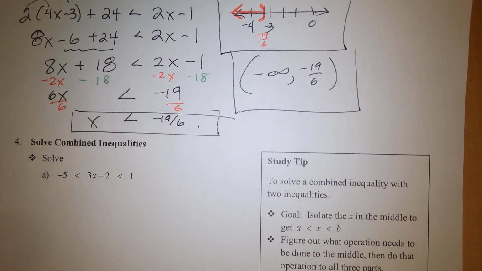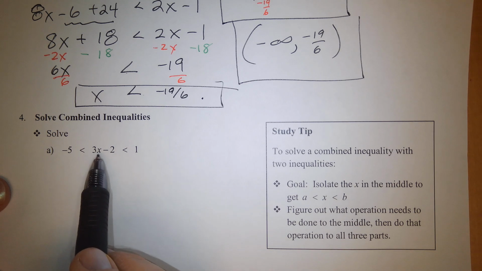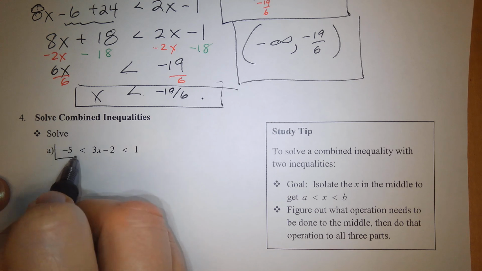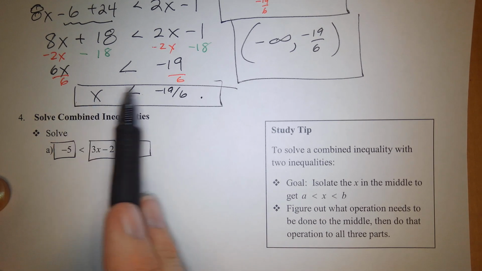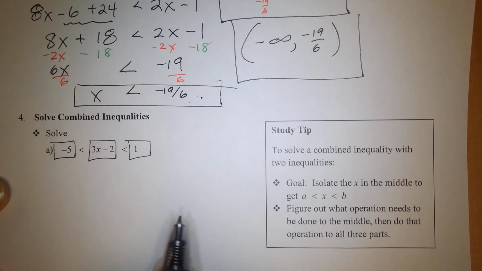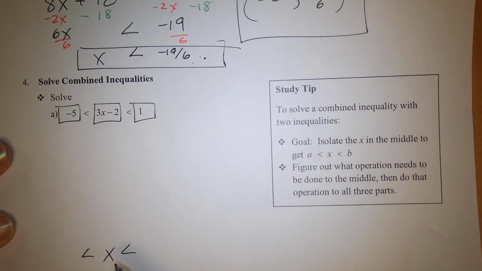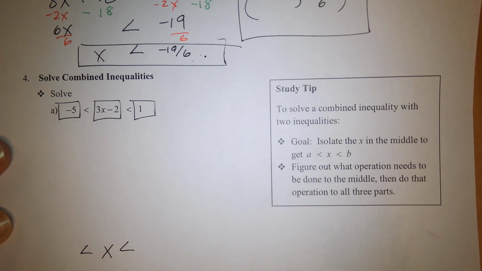Sometimes you'll be asked to solve what are called combined inequalities. Combined inequalities are simply just stating that x is going to lie between two numbers. So it's almost as if you have three parts to an equation, where before you only had two sides. Here we're going to have three sides. Usually x will be in the middle, and we want to keep x in the middle. So what we want to do is try to isolate that x that's in the middle by getting rid of all of the other things that are attached to it.